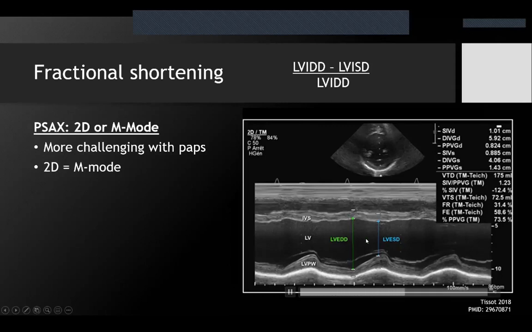You'll be able to take that percent change over the LV end diastolic diameter. And again, greater than 25% is normal, less than 20% abnormal. And you can see that if you're on axis, you're not capturing the papillary muscles here on the sides, but you're going through them from front to back. In this view, M mode is probably equivalent to 2D, as if you would have frozen it and taken two measurements. Any questions about fractional shortening or complaints or thoughts?